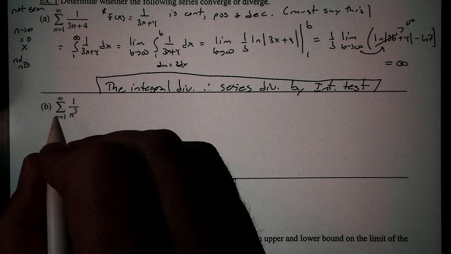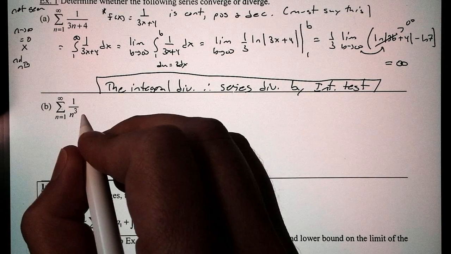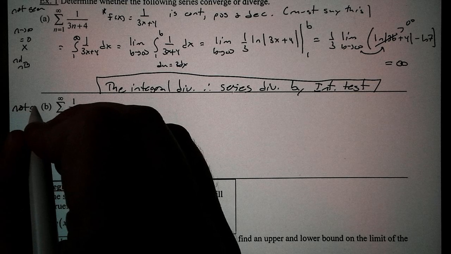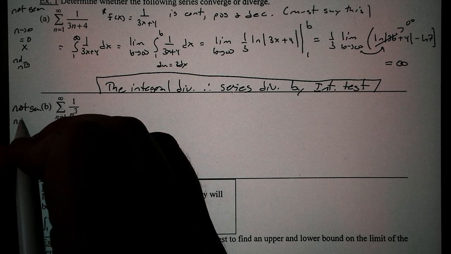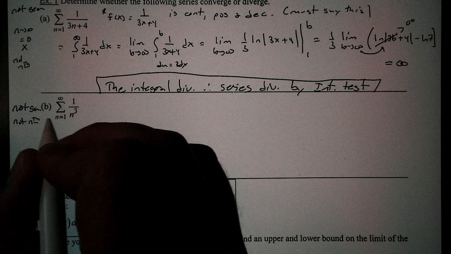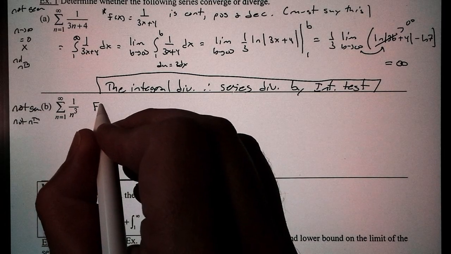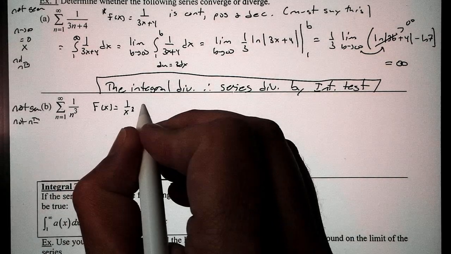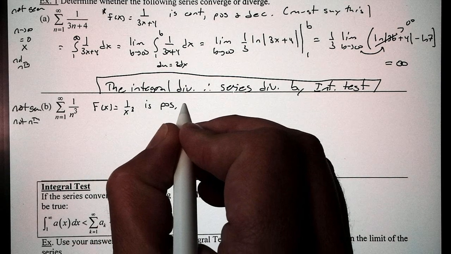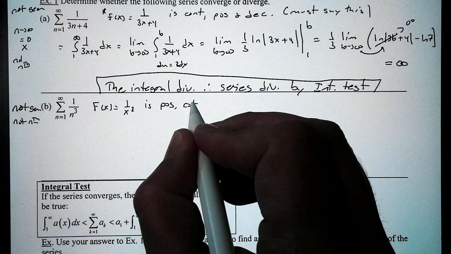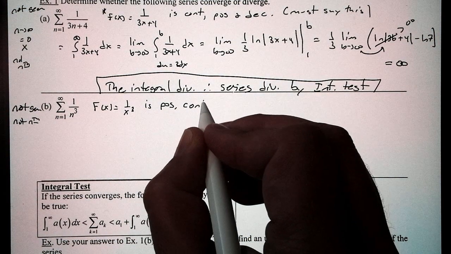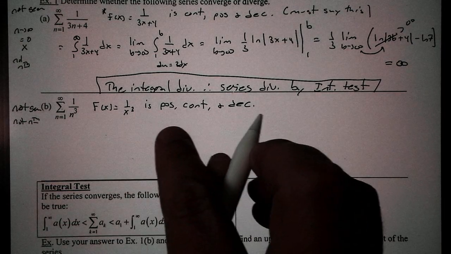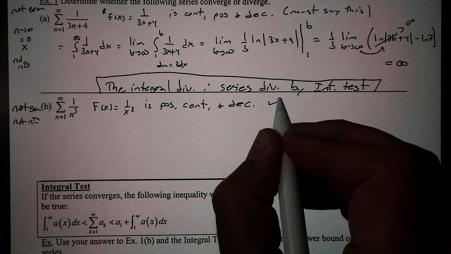Okay, we want to go from 1 to infinity. So again, this is not geometric. It looks geometric, but it's not geometric, and it is not nth term. So I'm going to use my integral test. I'm going to let f of x equal 1 over x cubed. And this is positive, continuous, and decreasing. So you have to write this down. Check.